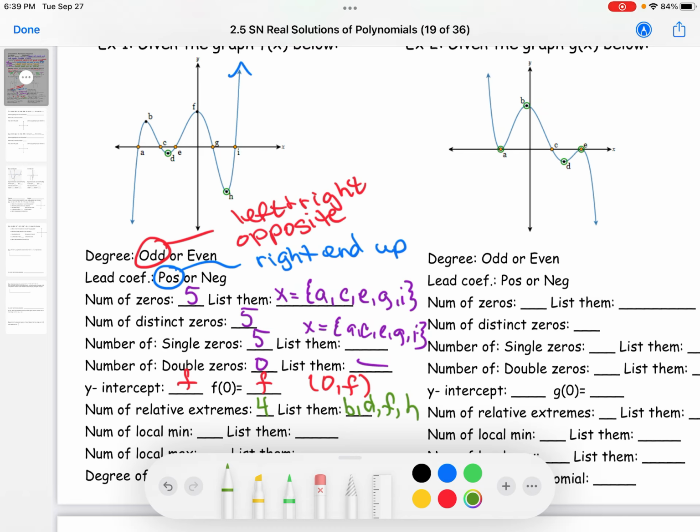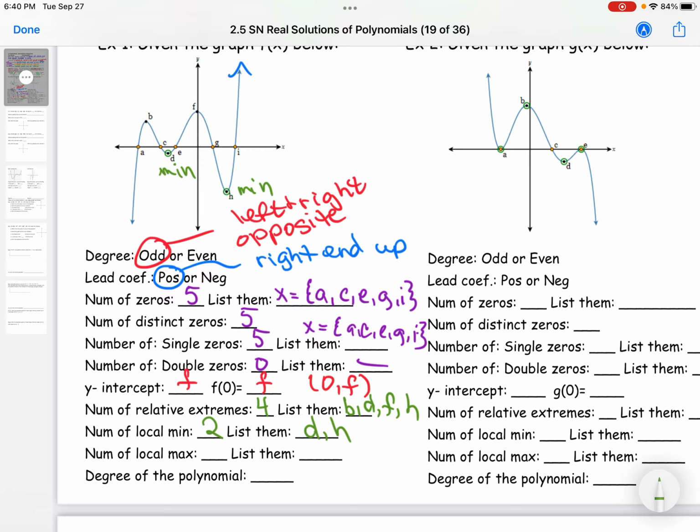Now, specifically the local minimums would be those low points. So that's going to be D and H. There's two local minimums, D and H. Okay, then the local maximums will be those high peaks. B is a local max, and so is F. There's two of them, B and F. So I think from this picture, you can get a better idea of what local min and local max mean. It's a maximum for that location on the graph. It's a minimum for that location on the graph.